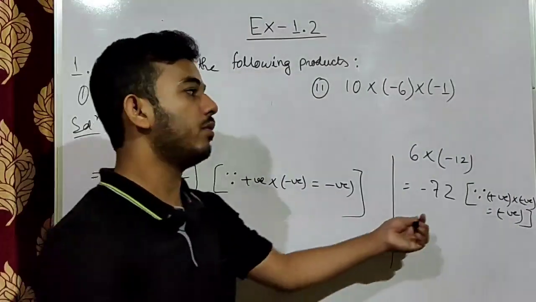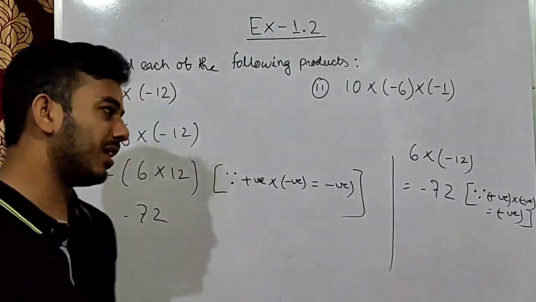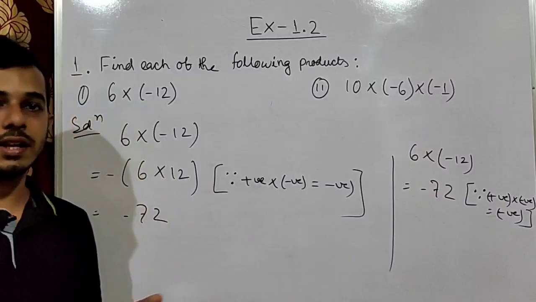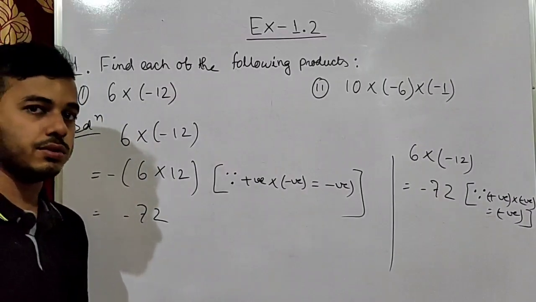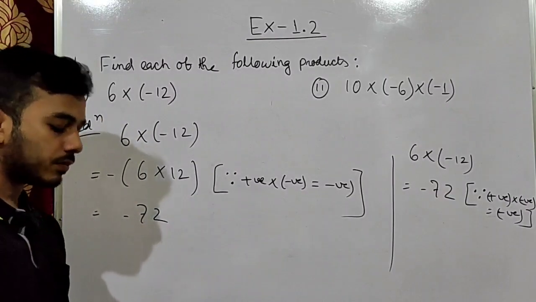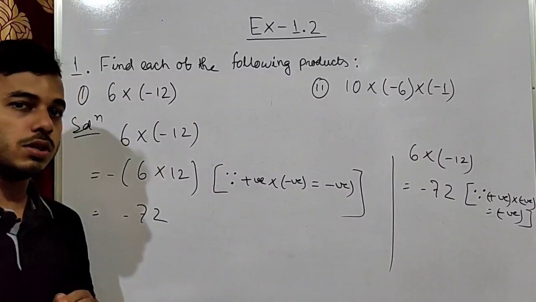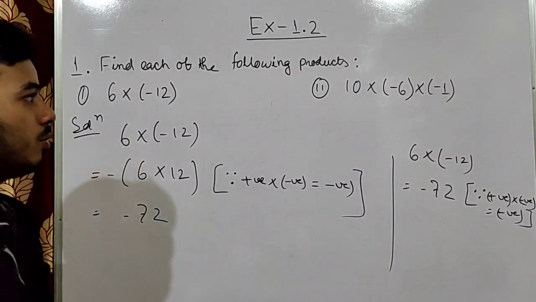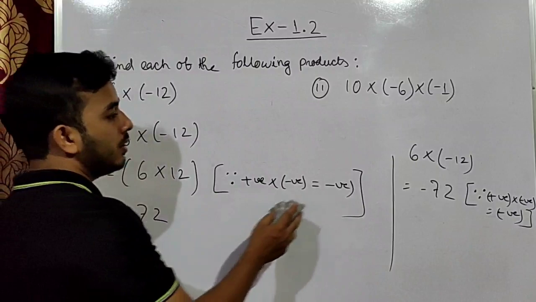I think this is better for you, right? No need to take the common and then no need to multiply. Directly we can multiply. These are very easy questions. So I hope this is clear to you, right? Okay, now let's move to our second one.